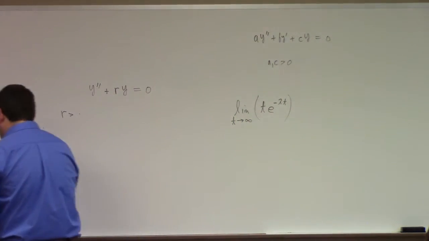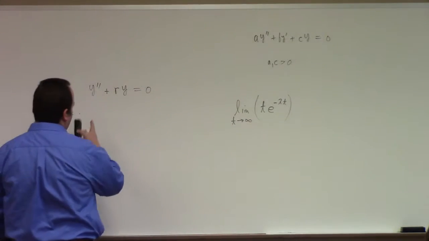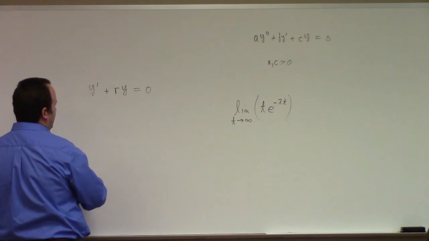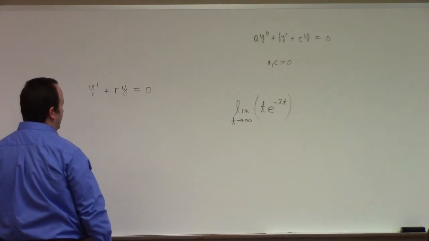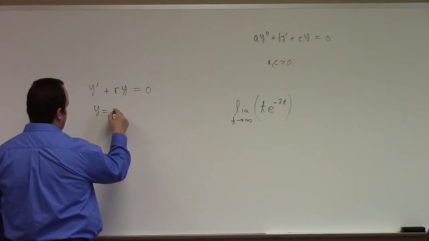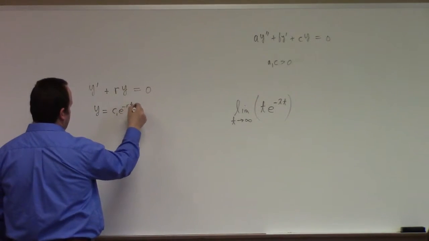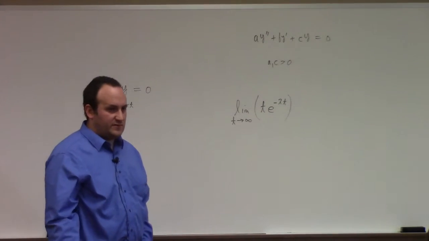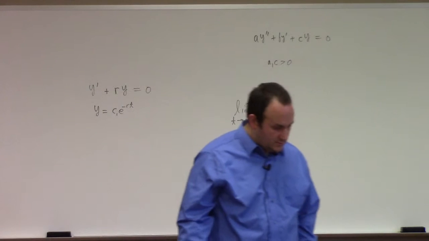Fine. Oh man, I want to talk about this problem. Fine. Well, then what's there to say? We can solve this by the integrating factor method. The solution is generally y equals c1 e to the minus rt, right? And so analyze it for different cases. Not much to this problem.